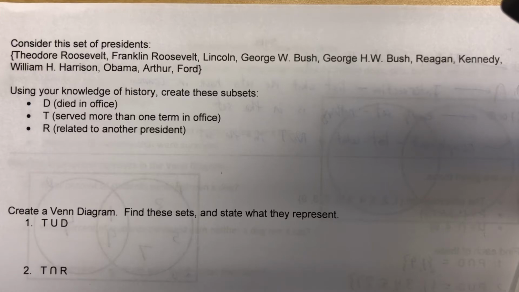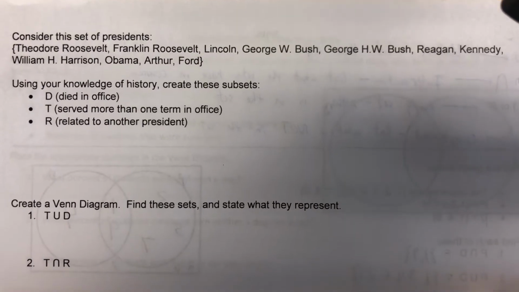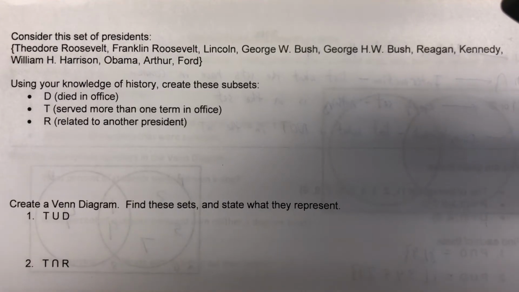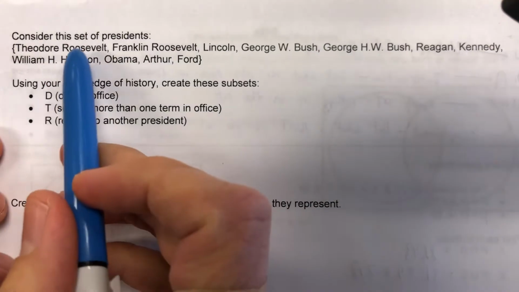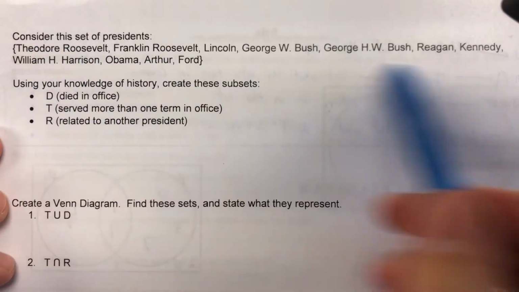Let's do a really practical example where we can put things into categories. Actually, we're going to put some people into some categories, and we're going to be dealing with the presidents. We do not have all of the presidents listed here, but that is okay. Here goes. Consider this set of presidents. This is going to be our universal set.